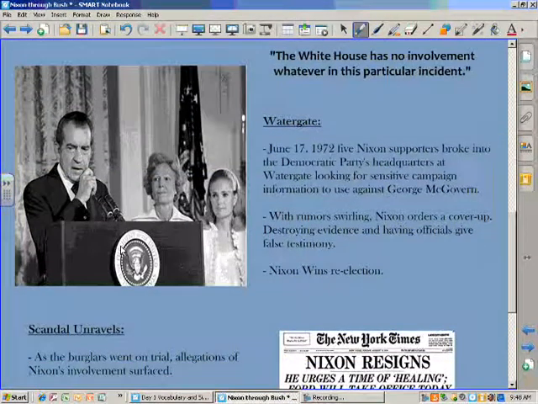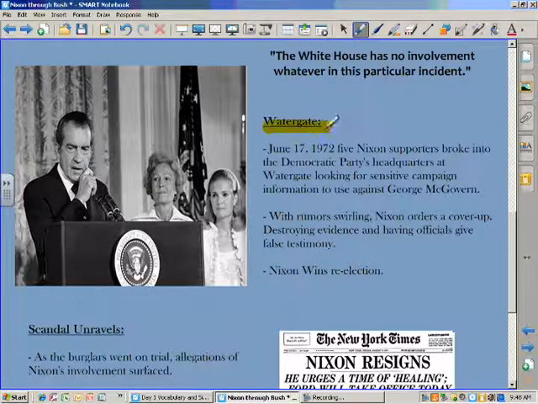However, his presidency was also marked by tragedy and scandal, and this scandal is known as Watergate. On June 17, 1972, 5 of his supporters, when he's running for re-election, broke into the Democratic Party's headquarters at Watergate looking for sensitive campaign information to use against George McGovern, the person who was running against him. With rumors swirling, he orders a cover-up because they were caught and arrested. People are saying, oh, Nixon told them to do that, or the White House had a hand in this. And he had evidence destroyed, and he had officials give false testimony.